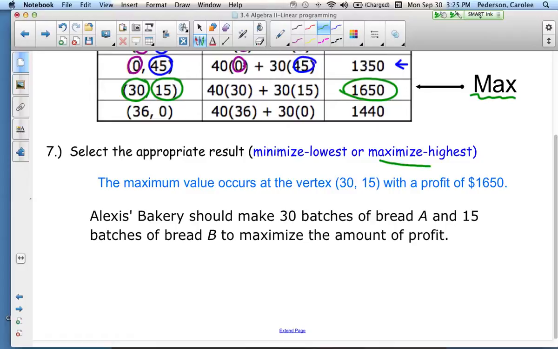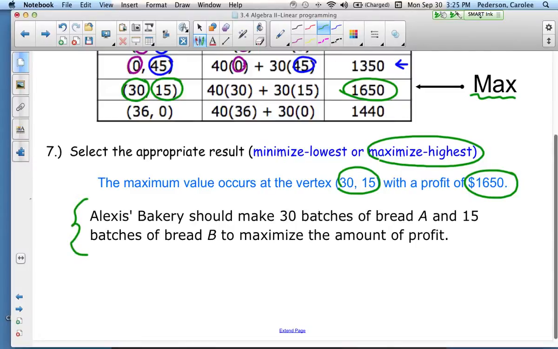We're going to pick the maximum or the highest, which is at vertex 30, 15, with a profit of 1650. So here's the end. Alexis Bakery should make 30 batches of bread A and 15 batches of bread B to maximize the amount of profit.